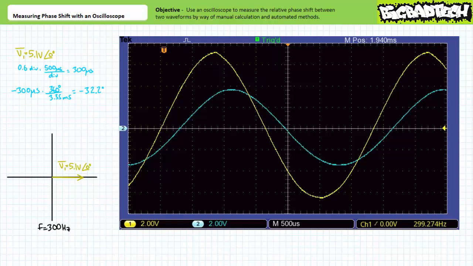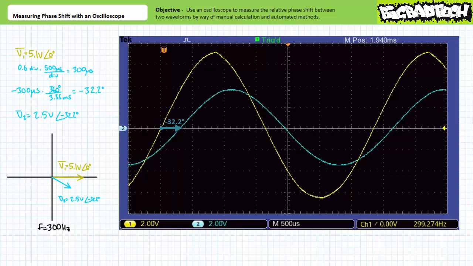Now we need to convert this time shift to degrees. Given both these waveforms complete a 360-degree cycle in 3.35 milliseconds, a unit conversion shows that the blue waveform on channel 2 is lagging the yellow waveform on channel 1 by 300 microseconds times 360 degrees divided by 3.35 milliseconds, or approximately 32.2 degrees. The phasor representation of the blue waveform on channel 2 is therefore 2.5 volts at an angle of negative 32.2 degrees. In summary, there is a relative phase shift of 32.2 degrees between the two waveforms.